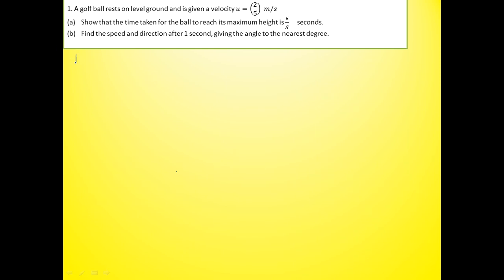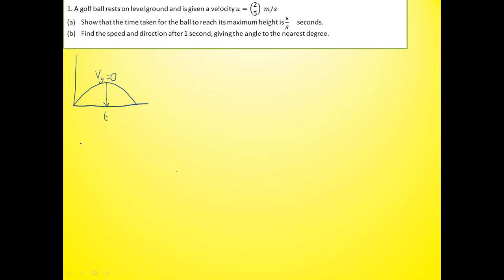Okay, so I'll do this one now. If I just draw a quick little sketch of what we've got, a golf ball, assuming it's a projectile. We're looking for the time that it gets to its maximum height. Now at the maximum height, the vertical velocity must equal 0. So if we use this fact, we can now use our SUVAT equations.